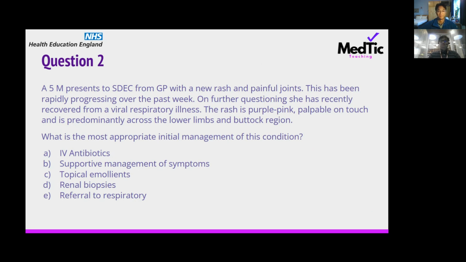Yes, question 2. A 5-year-old male presents to SDEC from GP with a new rash and painful joints. This has been rapidly progressing over the past week. When you ask the parents, she's recently recovered from a viral respiratory illness, so just like a viral cold. The rash is purple-pink, it's palpable to the touch, and predominantly across the lower limbs and buttock region. What's the most appropriate initial management of this condition?